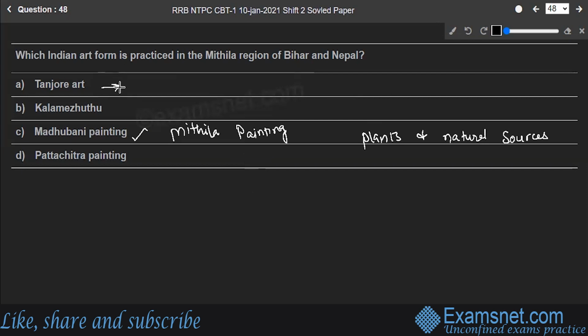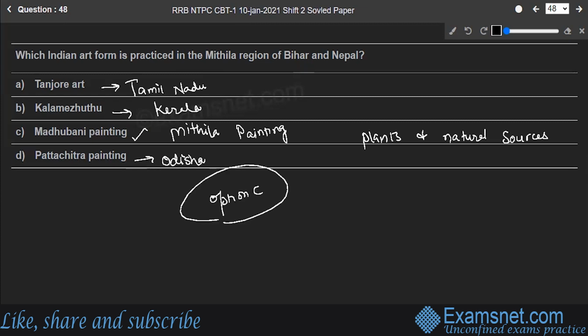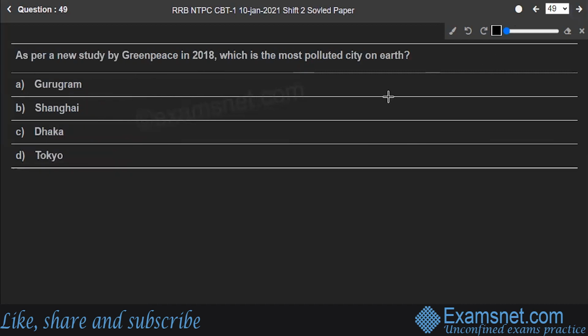If we talk about the Tanjore painting, this belongs to Tamil Nadu. This one is from Kerala, and Patachitra is from Odisha. Well, the correct answer for this question is option C, that is Madhubani painting. Hope you understood this. Next is question number 49.